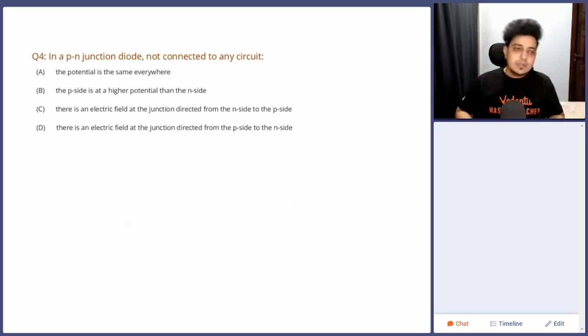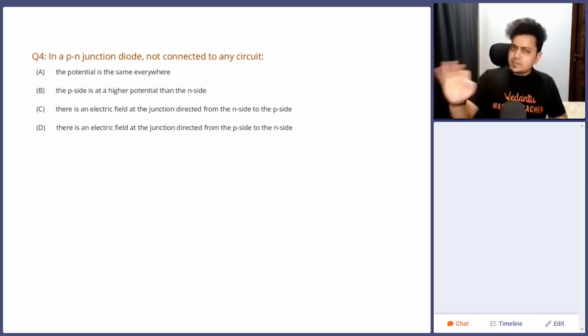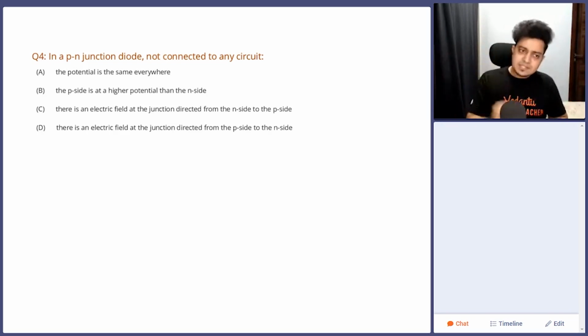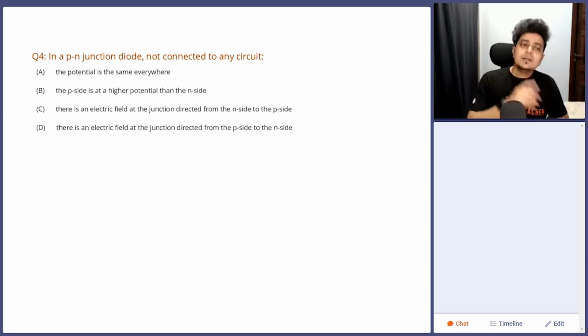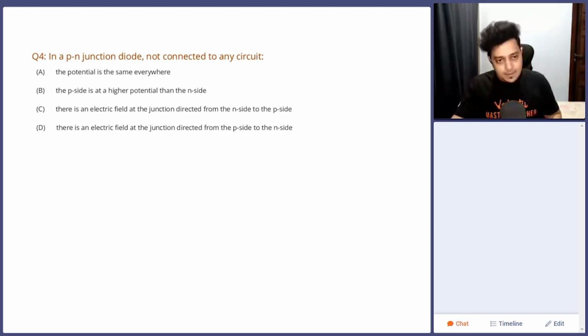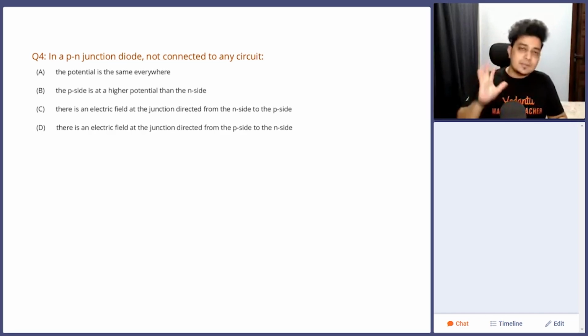In a PN junction diode not connected to any circuit, the potential is the same everywhere. The P side is at a higher potential than the N side, and there is an electric field at the junction directed from the N side to the P side, and there is an electric field at the junction directed from the P side to the N side. Okay, so here it's a completely theory-based question.